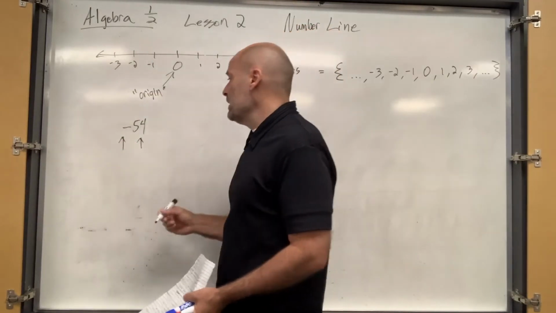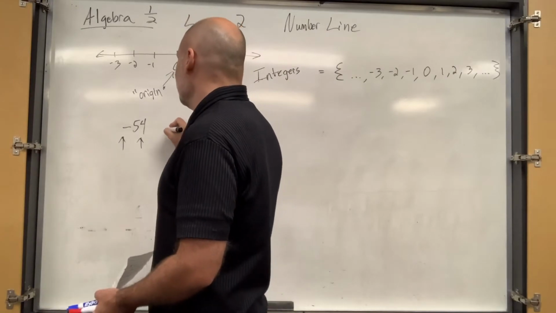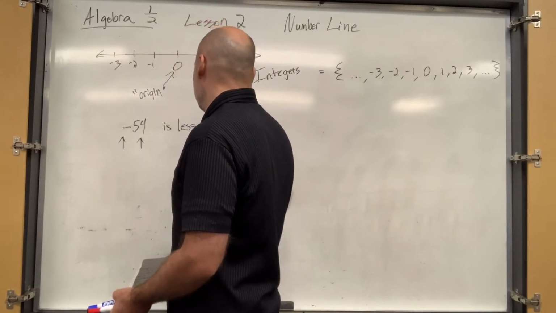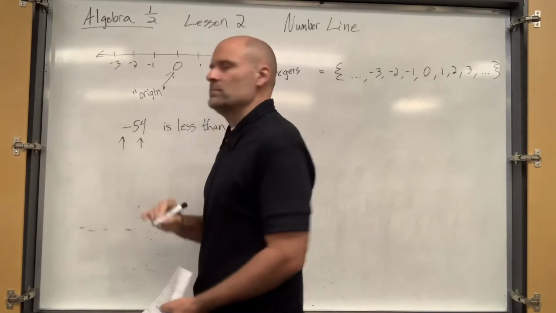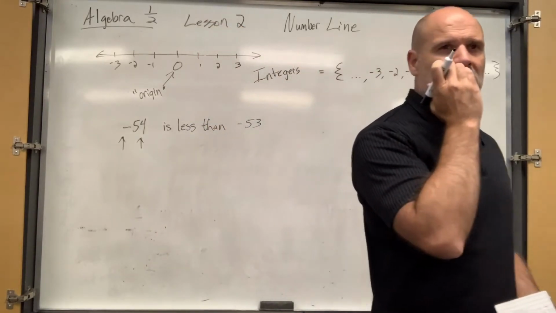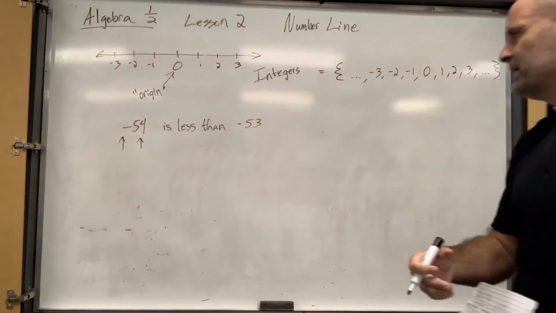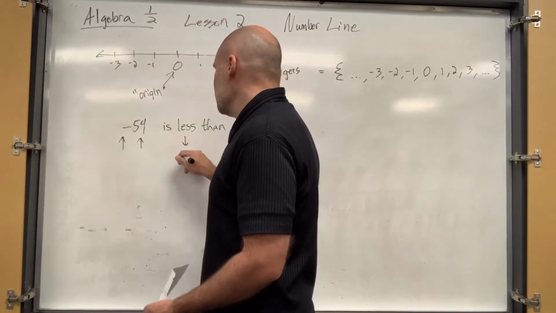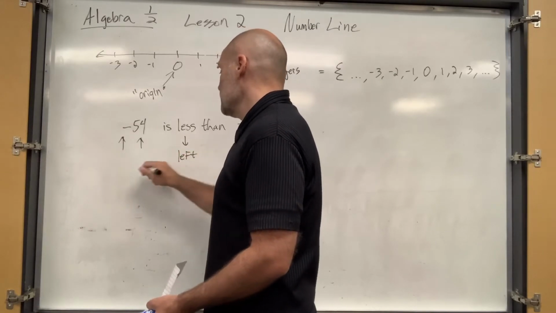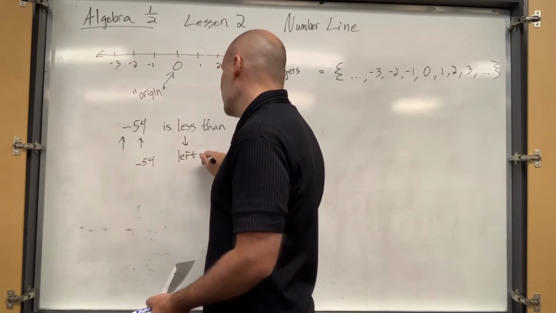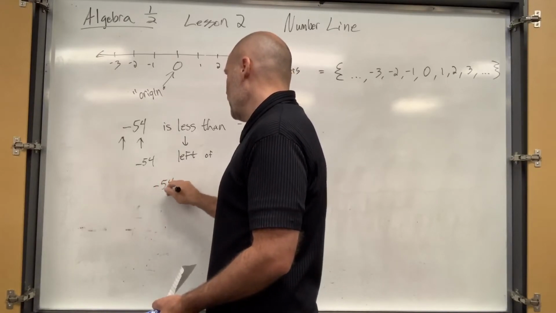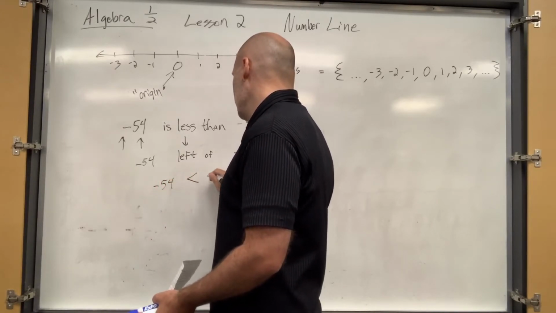Think about the number line. -54 is less than -53, right? Because -54 is on the left side of -53. Also, less means left. So -54 is left of -53. -54, point to the left, -53.